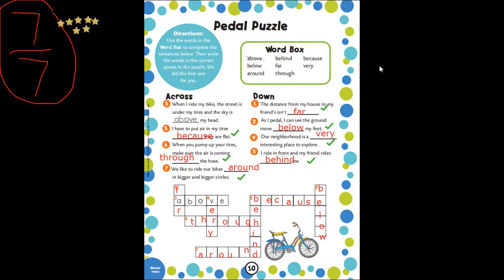Okay, and now, do you understand what is far? The distance from my house to my friend's isn't far. Far is the opposite of near. Near is very close. Far is like, my house is very far from here. You understand?